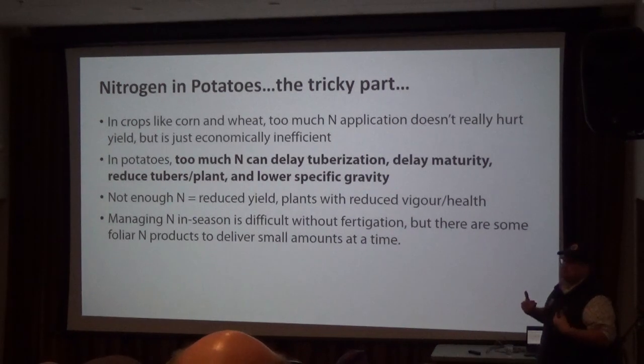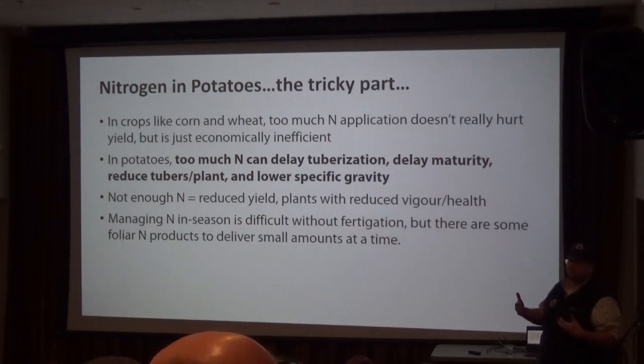And in our system, managing nitrogen in season is difficult because, if we're not fertigating, we don't constantly have opportunities to get nitrogen on the field all the time. We can put a bit of nitrogen in through our sprayers, but we're only putting on a few pounds at a time, that sort of thing. So it's more difficult in our system than in some systems to spoon feed the crop with nitrogen.